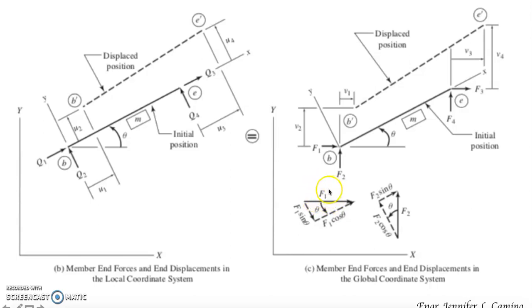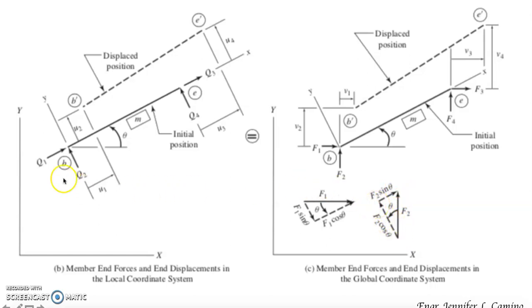So for example, F sub 1, the components for this are F1 cosine theta and F1 sine theta. So meaning to say Q1 is equal to F sub 1 cosine theta plus F sub 2 sine theta. For F sub 2, the components for this are F sub 2 sine theta and F sub 2 cosine theta.